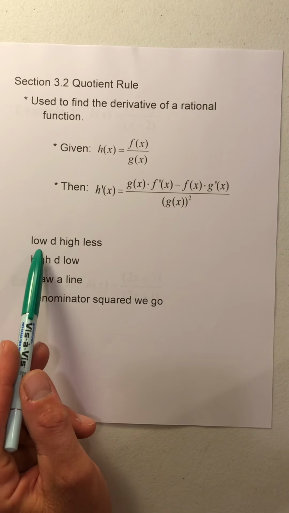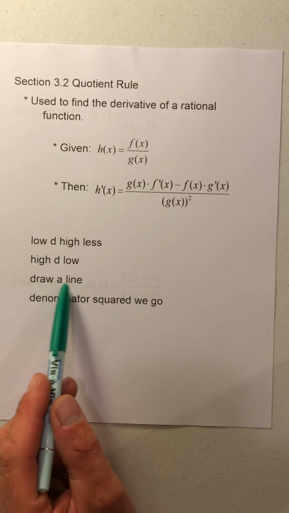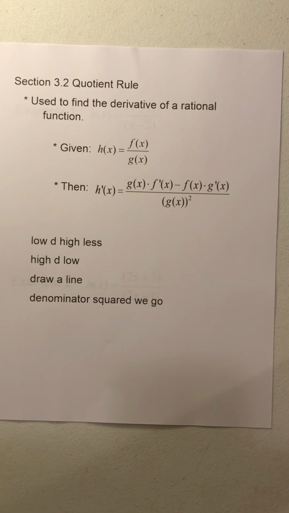So here's what we got. Basically, low d high, less high d low. Draw a line, denominator squared we go. So a little bit of a tune there. If I was in class with you, we would go ahead and sing this several times, and we'd make fun of each other because we're all not very good singers, are we? So anyway, here we go.